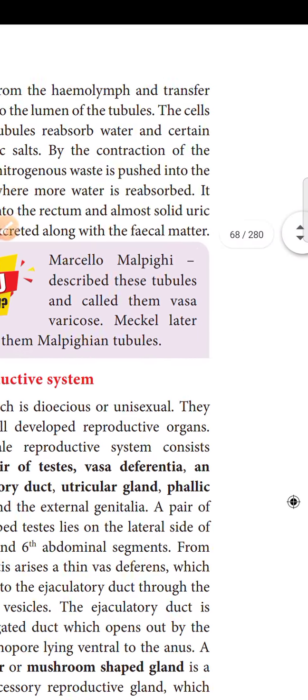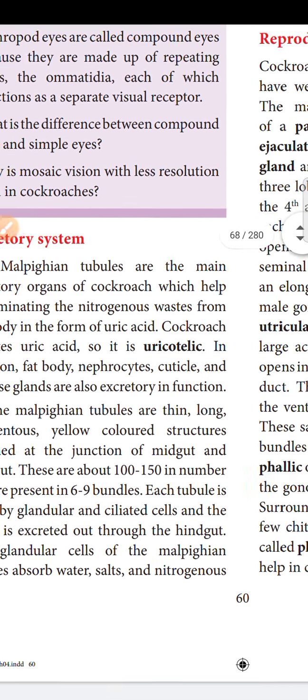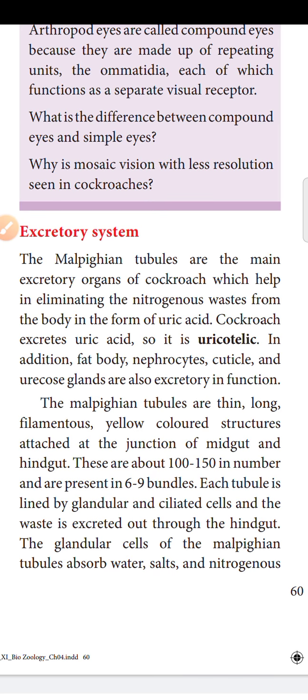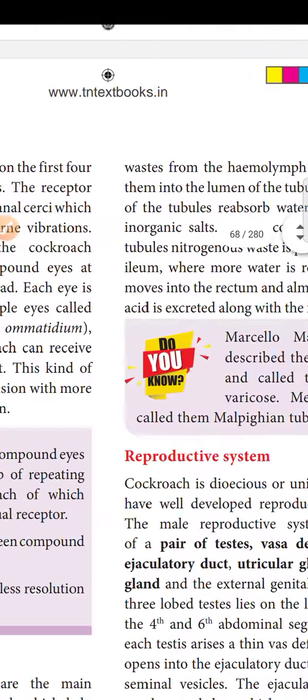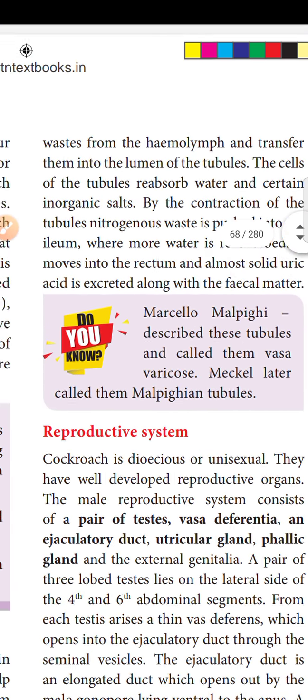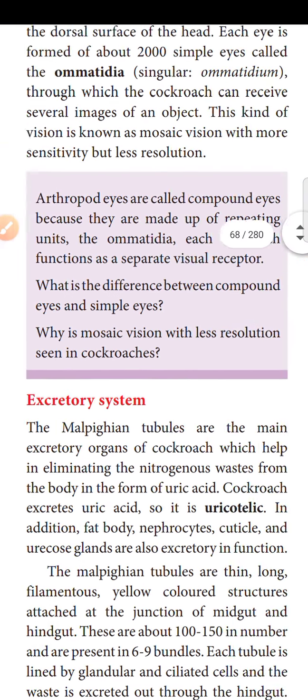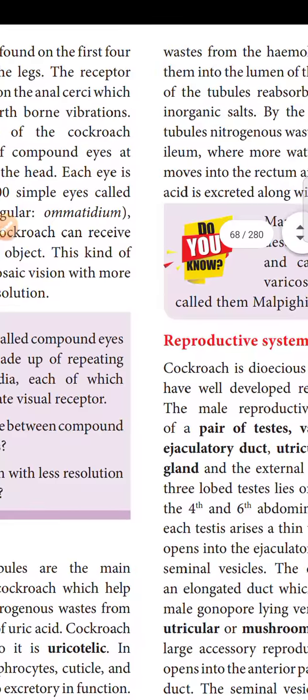So the excretory system of the cockroach: what is the excretion? The excretion is through the Malpighian tubules. So through which does the cockroach excrete? Through the Malpighian tubules only. Okay. So today we finished the excretory system of the cockroach.